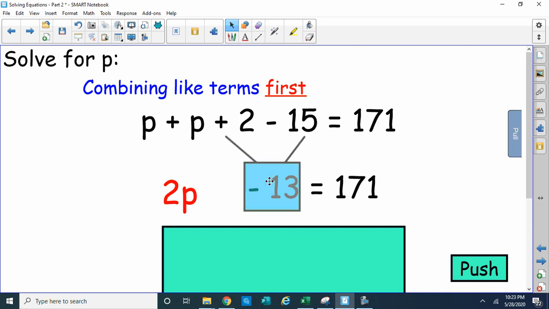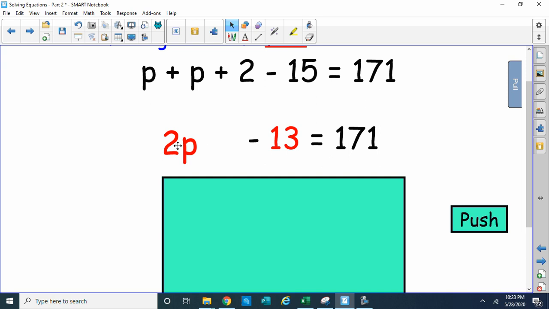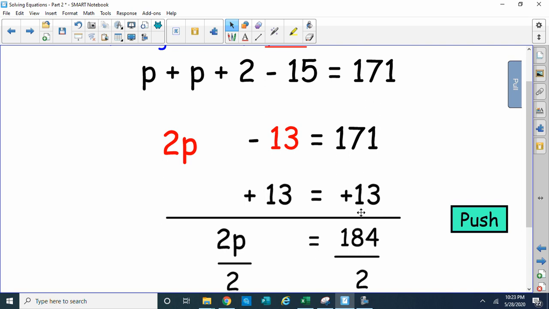We combine our constants to get us a minus 13. Now, if you look at the problem now, it's a lot easier, and it's a two-step equation where we would add 13 to both sides. So add 13 to both sides, so our 13s will cancel out, and then divide by 2 because we want to isolate the p by itself, and we'd have 184 divided by 2, and that would give us the answer of p is equal to 92.